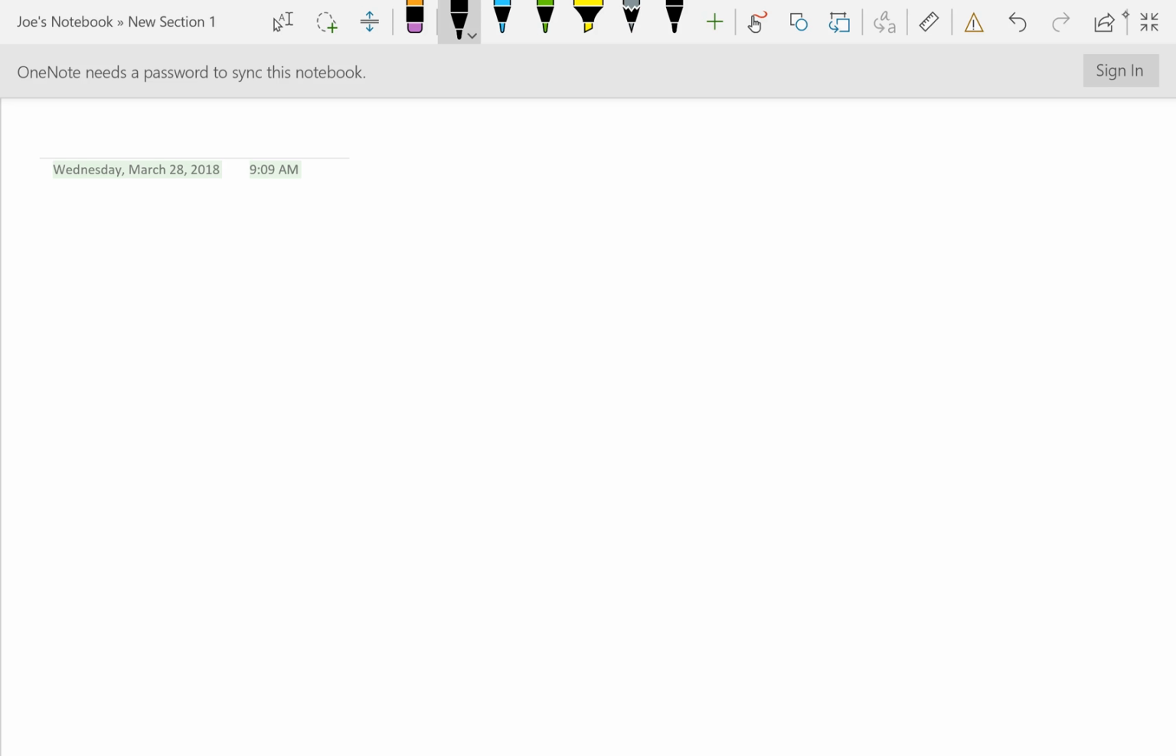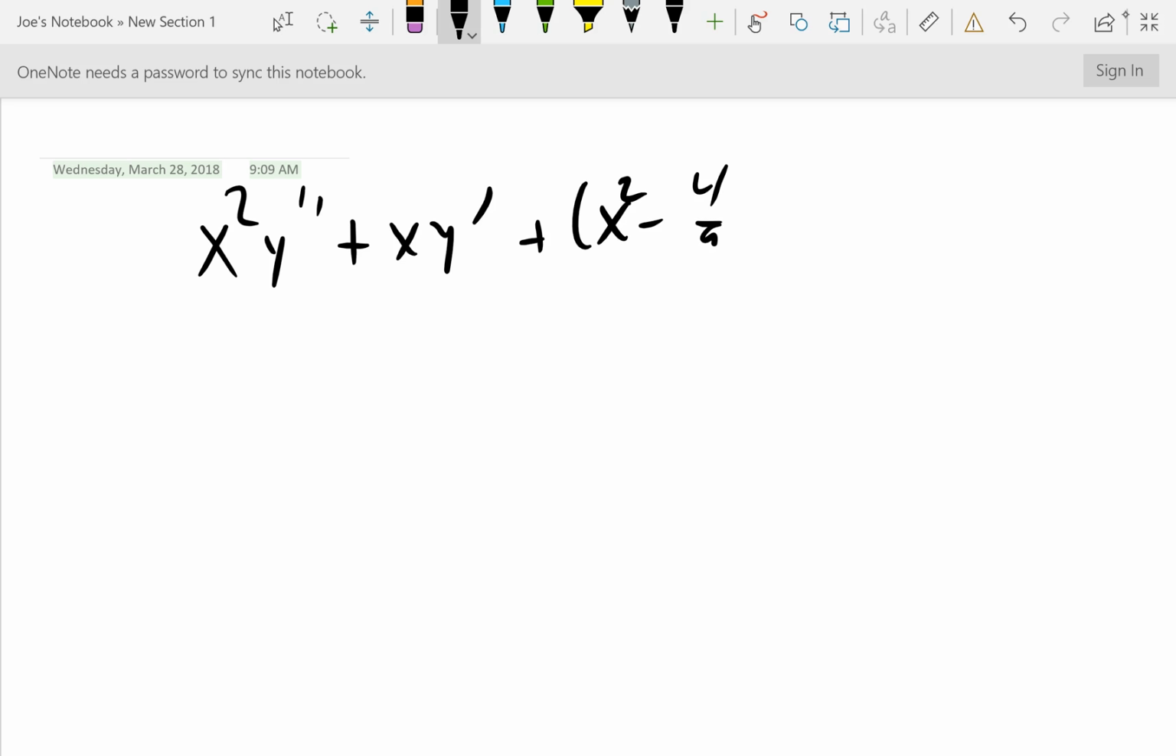So to that end, let's see if we can do an example. Let's look at number 22 on page 239. That gives us x squared y double prime minus 3 plus 2x times y prime. I'm looking at the wrong one, sorry. It's plus x times y prime plus x squared minus 4/9 times y equals 0.